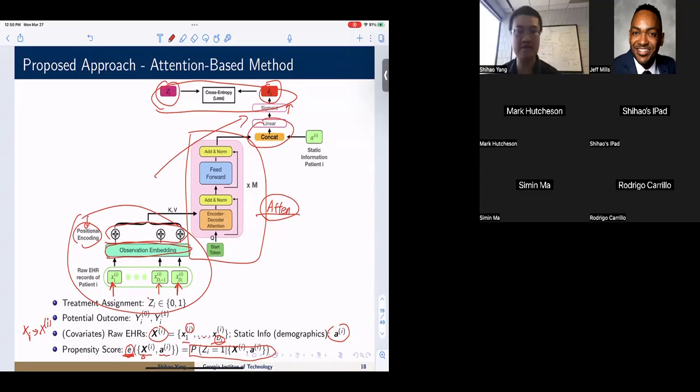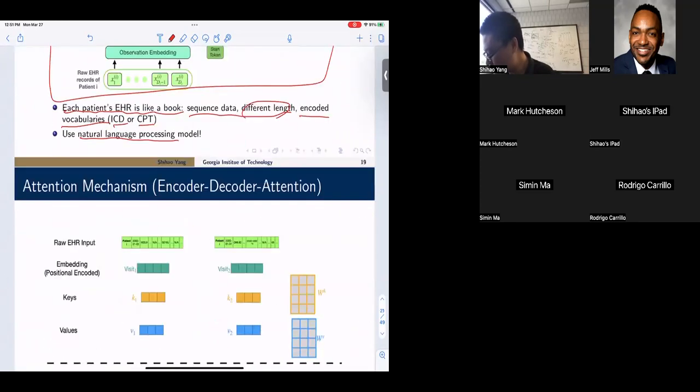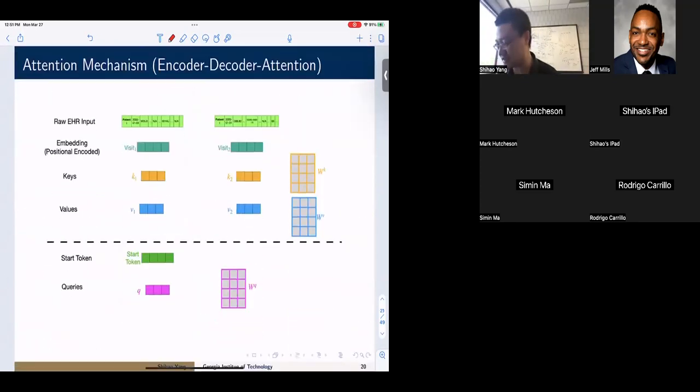I only need the machine, or the algorithm, to compress the information, a summary statistic of the entire record, just using an engineering structure based on the attention mechanism. So what is this middle layer, the attention-based mechanism? That's the central piece.